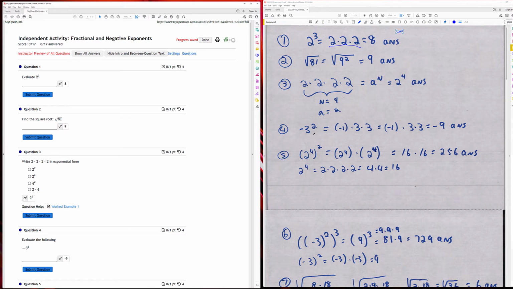Question 4, evaluate the following. Negative 3 squared. It's the same thing as negative 1 times 3 squared. What's being repeated is the 3. So I have negative 1 times 3 times 3, which is going to be negative 1 times 9, which is negative 9 for my answer.